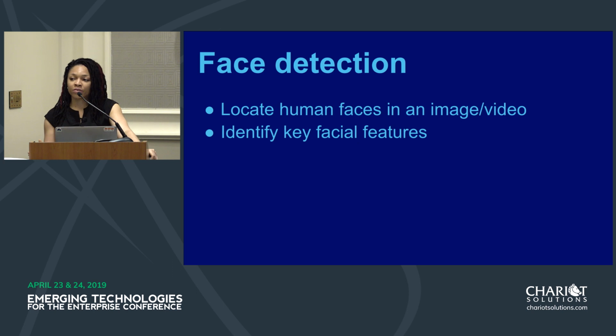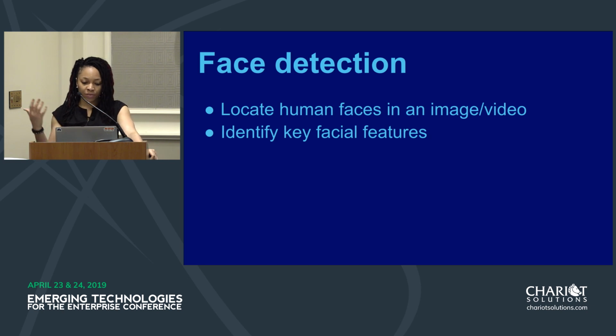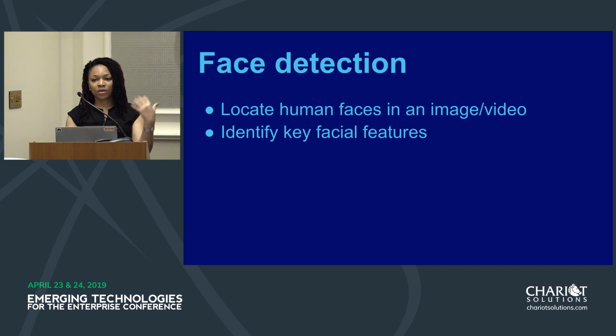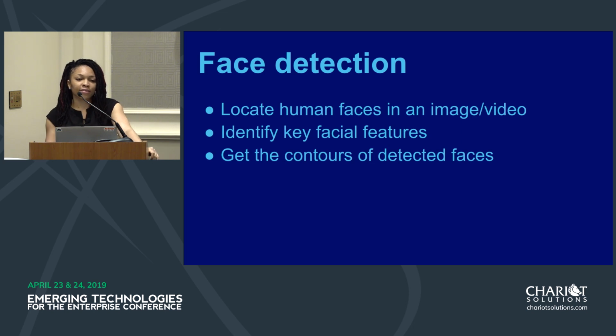It is also able to identify the key facial features. So it'll identify your eyes, your mouth, your ears, your nose. For every face it detects, it tells me this face has eyes and a nose and all that. And it can get the contours detected on the face. Your contour is like the lines, the bounds around the facial features, so the bounds around your eyes, or your eyebrows, or your mouth, or something like that.